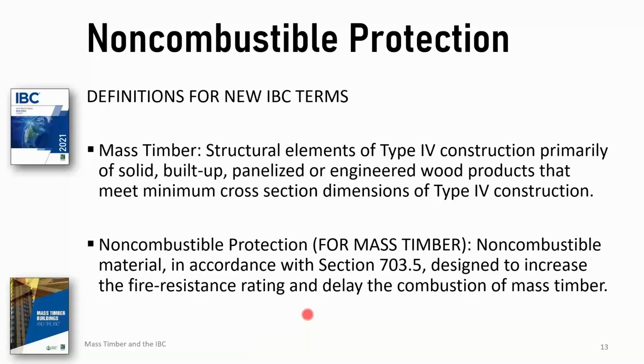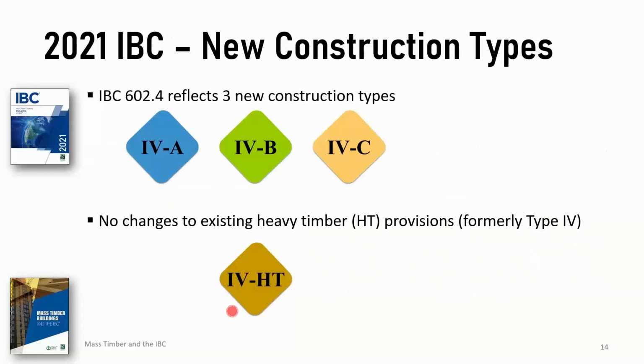What is it? How is it determined? How is its fire resistance determined? So the definition here, a material in accordance with 703.5, and I believe this is going to be after correlation of the new code, which has taken quite a while. I believe that's going to be 703.6. And it talks about how to determine the fire resistance contribution of the non-combustible protection. So it has its own definition.